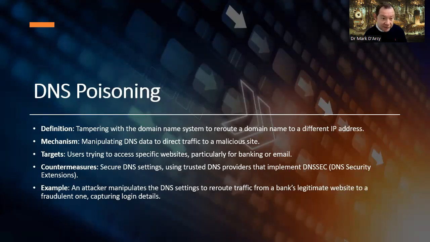Next, DNS poisoning. This is tampering with the domain name system to reroute a domain name to a different IP address. This is manipulating DNS data, basically to direct traffic to malicious sites. So the domain name system allows domain names to be linked with IP addresses. Computers do not have domain names. Google's computers, Facebook computers, the bank's computer do not have domain names, they have IP addresses, 298.7.6.5, for example. Domain names are linked to IP addresses on domain name servers.